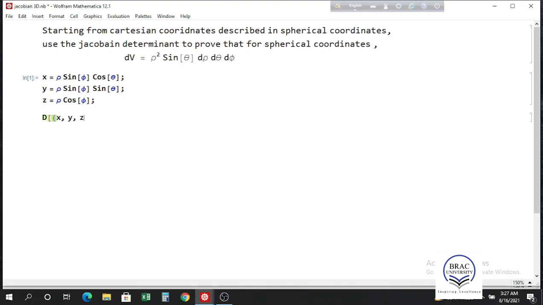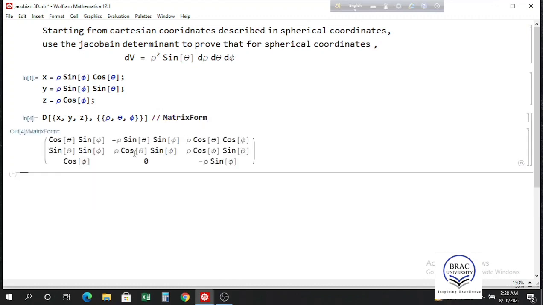So inside the list write x, y, z, and give double curly braces, and inside the curly braces write the variables. First rho, so write escape button rho, escape button to write rho, and then theta and phi. So if you want to see the matrix form of the Jacobian matrix, give double slash and write MatrixForm. So this is the matrix form. I want to find the determinant of this matrix.